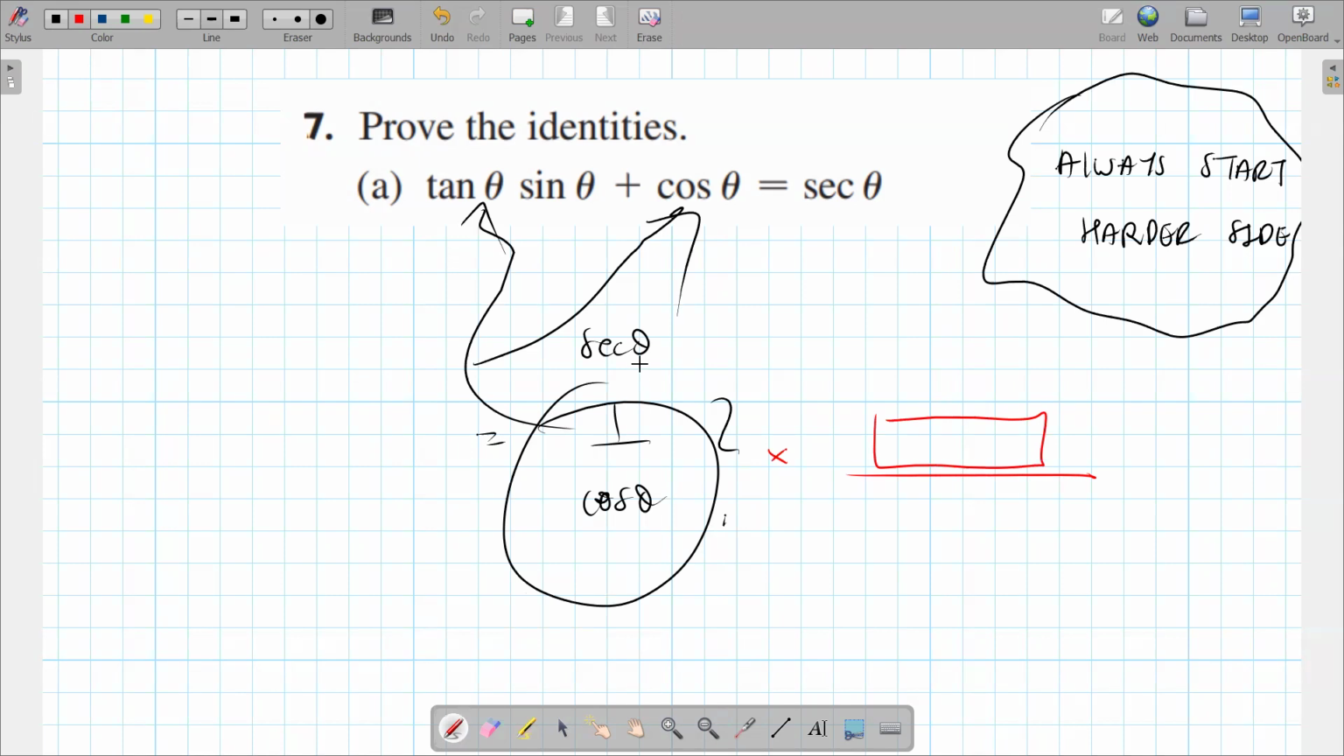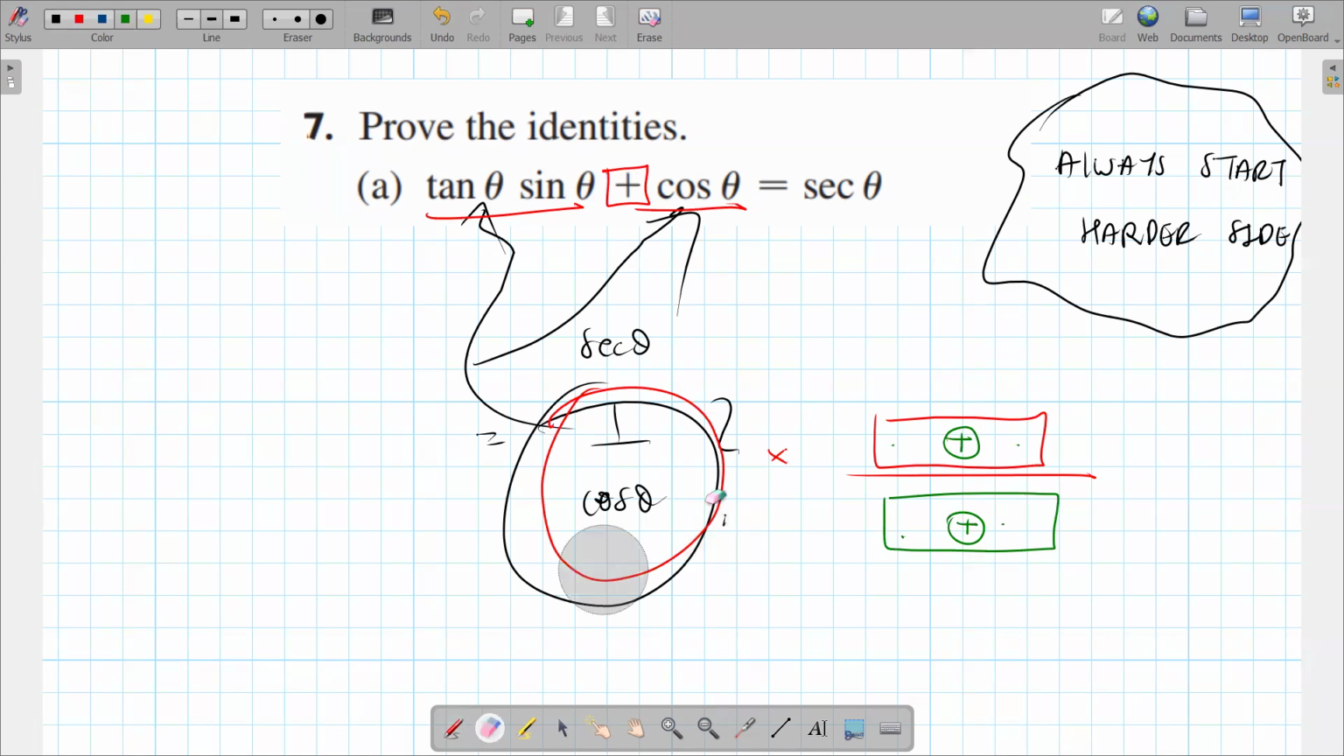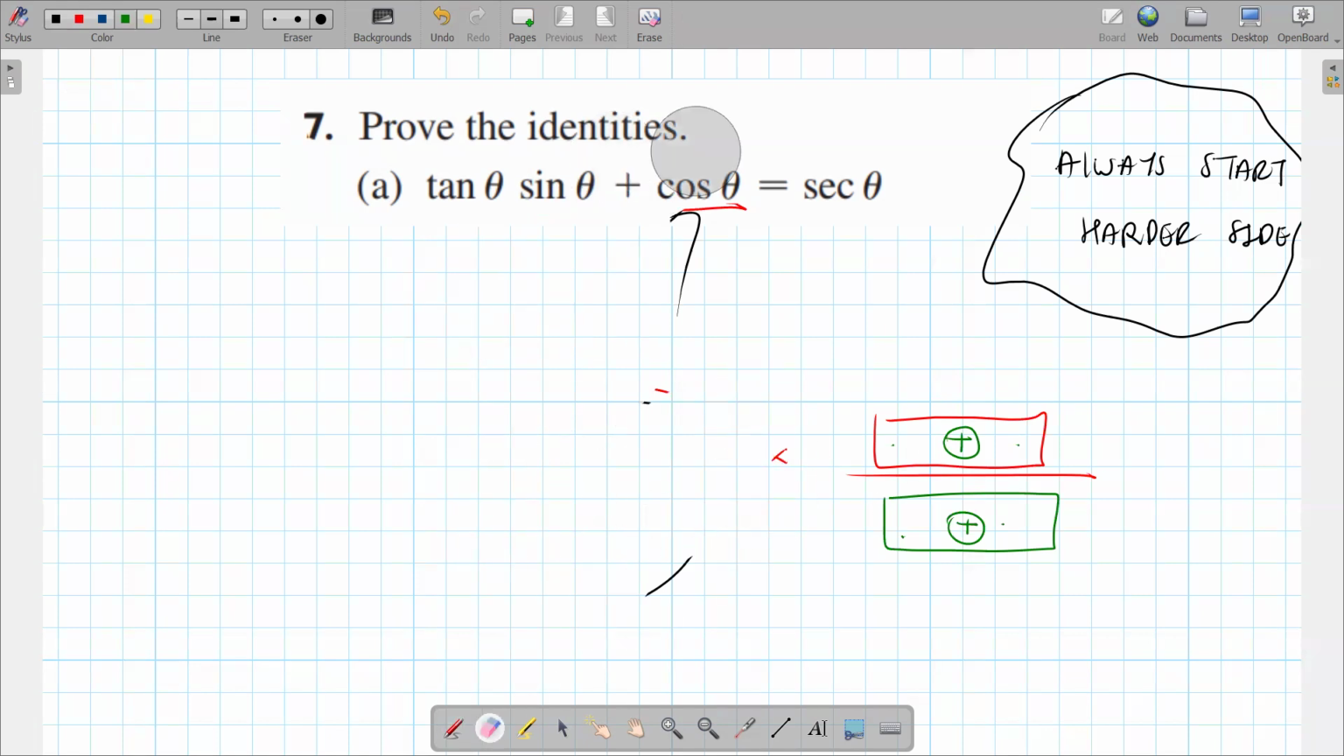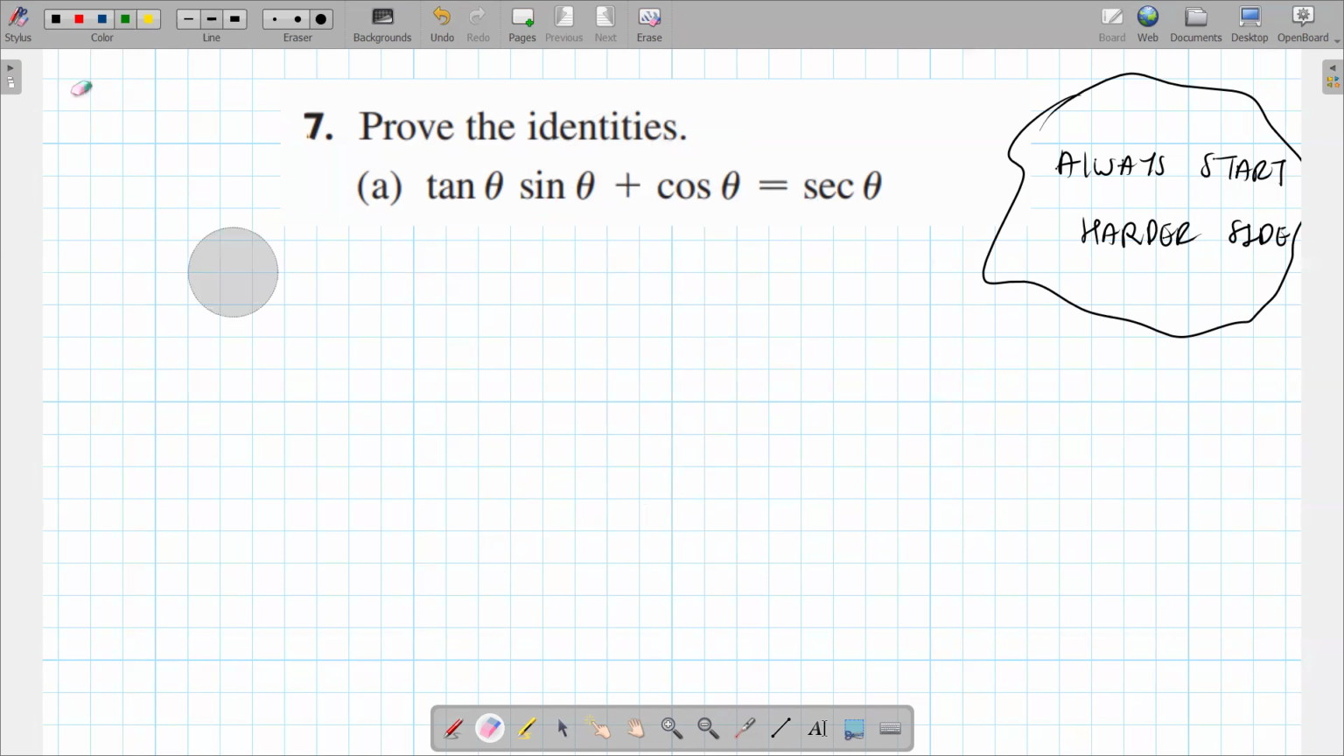Because right now I'm lacking, see over here, you have two distinct terms with a plus sign. Right now I only have one term. So the only way I can get two distinct terms with a plus sign in the middle is if I multiply it with something that has a plus sign in the middle. I don't know exactly what this term is yet, but once I solve it from the other side, I'll tell you exactly what this is. So let's go on the left side. That's why it's always easier to start on the left side, on the harder looking side, which in this case is the left side.